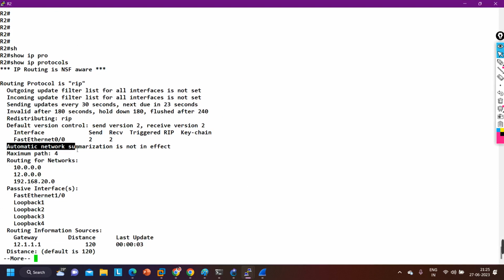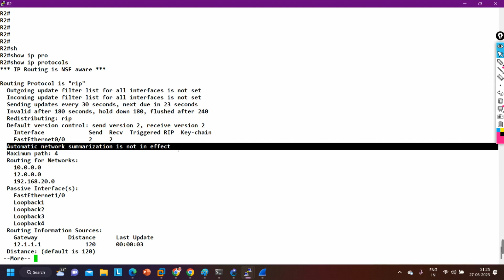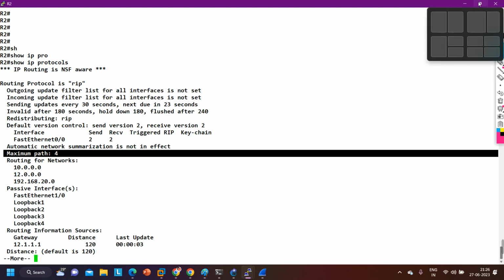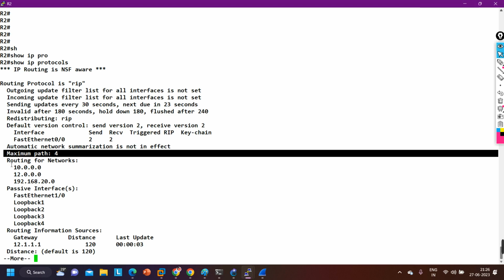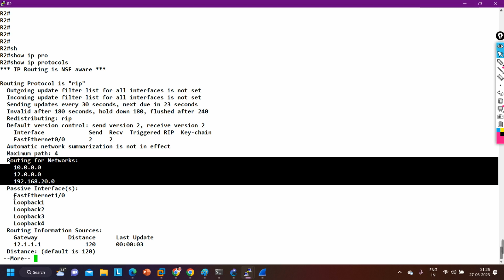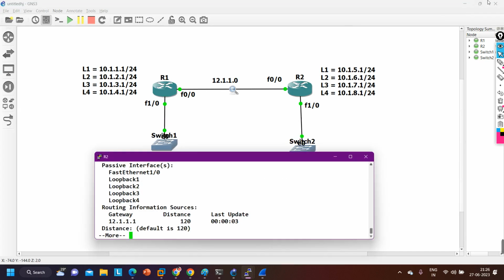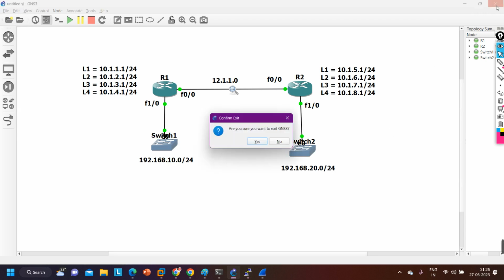After that, you already know how to enable and disable auto-summarization. Auto-summarization means automatic summarization at the classful boundary, right? The router will summarize automatically. Guys, after that, RIP can support a maximum of 4 paths in the routing table. Suppose for a single network it can learn 4 different paths, and we are performing routing for this network. After that, we have passive interface, then distance value. Done. Okay, now I'm going to close it.